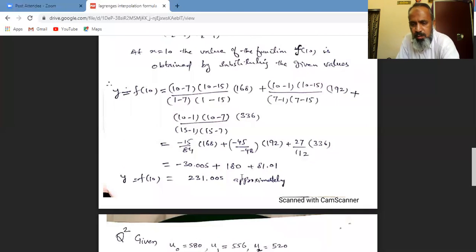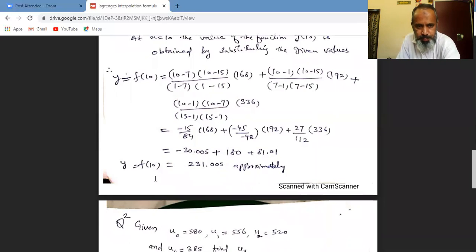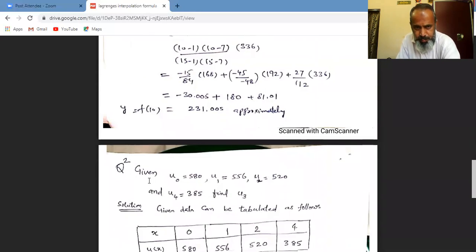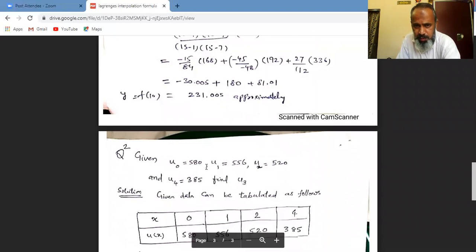So this is the method to determine the value of the function at a given point in between the given data points. Another example: u0 is given as 580, u1 is 556, u2 is 520.